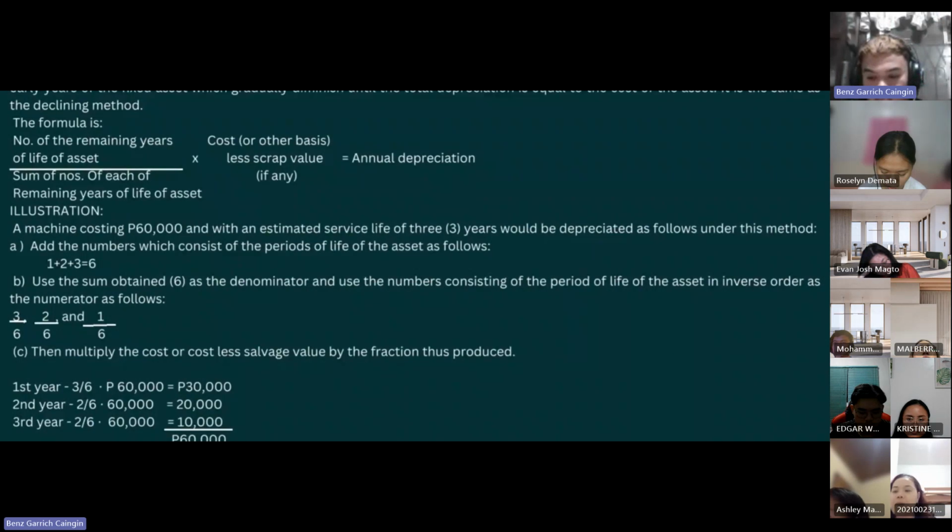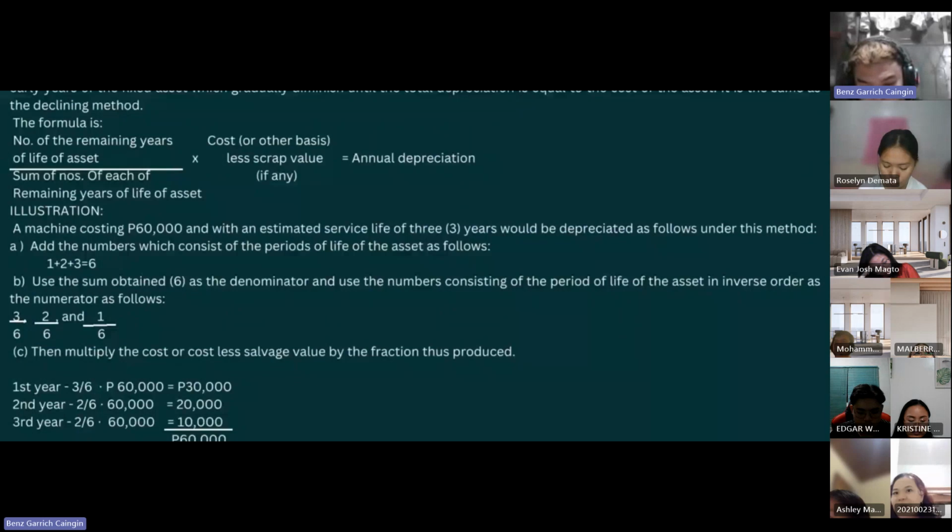So the formula is the number of remaining years of life of the asset over the sum of the numbers of each of the remaining years of life of the asset, times the cost or other basis, less scrap value if there is any, and it equals the annual depreciation. So here we have an illustration: a machine costing 60,000 pesos and with an estimated service life of 3 years would be depreciated as follows under this method.